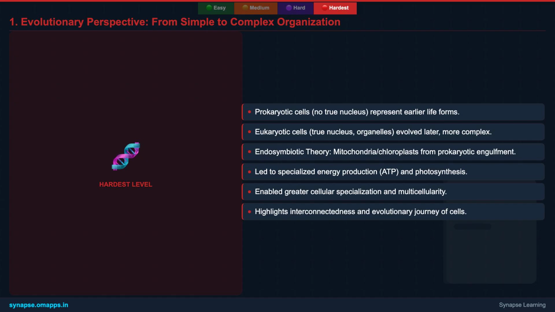The endosymbiotic theory, a cornerstone of this understanding, posits that mitochondria and chloroplasts, key cytoplasmic organelles, originated from ancient prokaryotic cells engulfed by early eukaryotic ancestors. This symbiotic relationship led to the development of highly efficient energy production and photosynthesis, driving the diversification of life. This evolutionary history underscores the interconnectedness of cellular components and highlights how intricate structures arose from simpler beginnings, paving the way for the vast biological complexity we observe today, making the cell a living fossil of its own evolutionary journey.